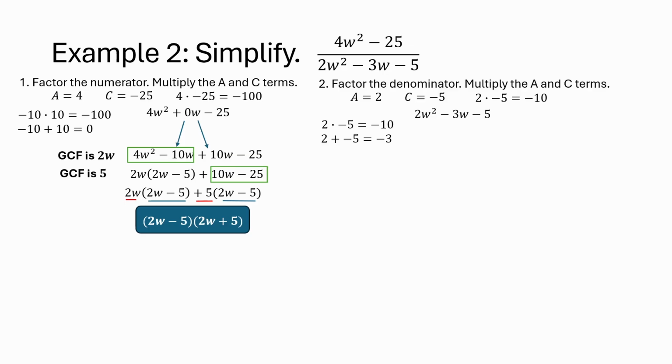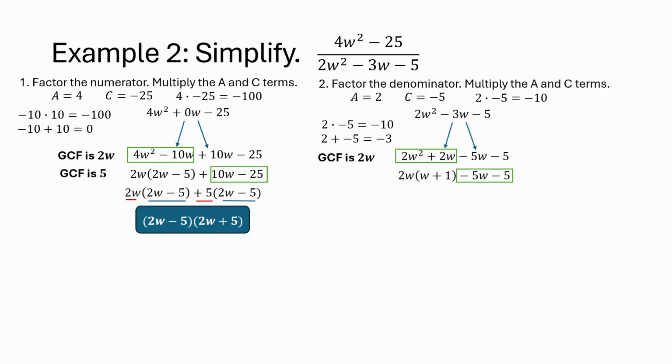Now I'm going to break apart that middle term of negative 3w. So I have 2w squared plus 2w minus 5w minus 5. Now I'm going to factor by grouping. I'm going to group those first two terms together, 2w squared plus 2w, and find the GCF of those two terms. The GCF will be 2w. Now I'm going to factor out that GCF. So I'll have 2w times w plus 1, and then I bring down those last two terms, minus 5w minus 5.